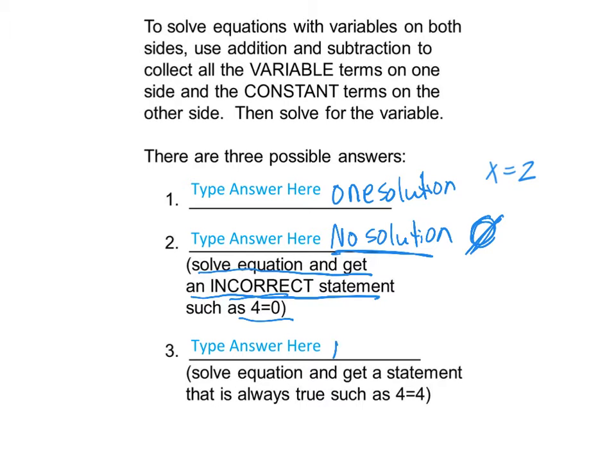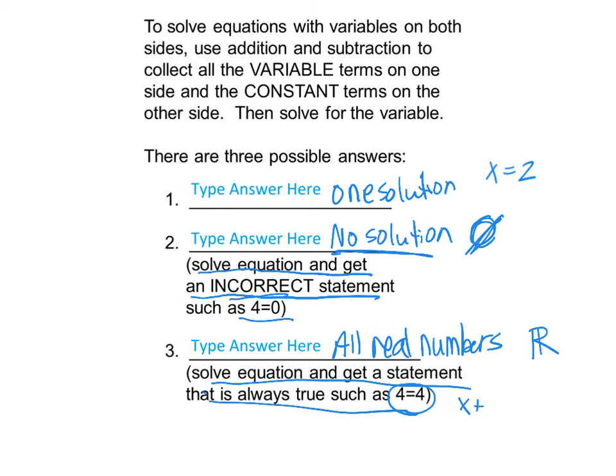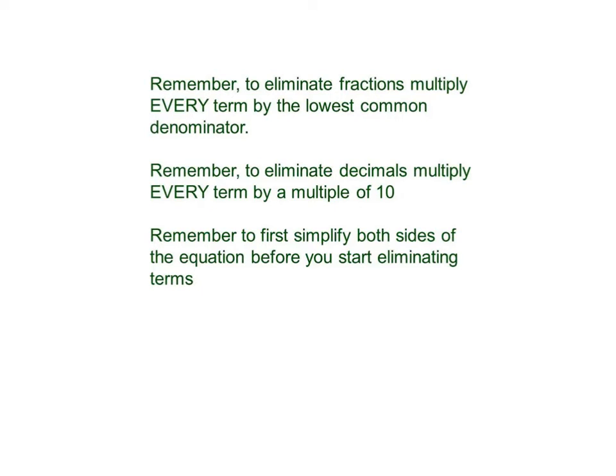And then the third one is all real numbers. And the shortcut for that is this double R. If you solve your equation and get a statement that's true, such as 4 equals 4, or x plus 5 equals x plus 5, you get the same exact thing on both sides. It means any value for x will make that a true statement. It does not matter what x is, it will be a true statement. So your answer is all real numbers, written as a double R. I know you're typing your answers and you can't type that double R, so you'll just have to remember. Or don't use it, I don't care.